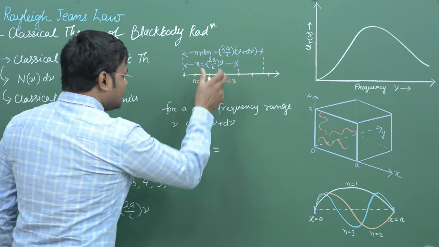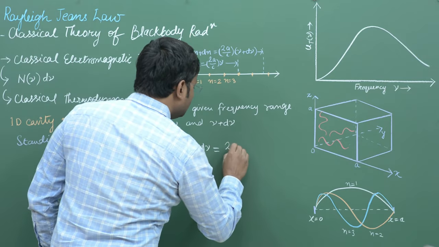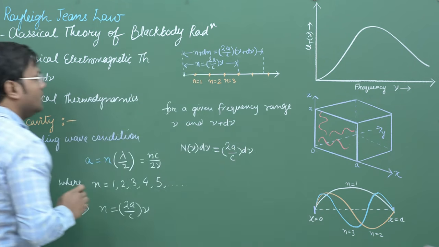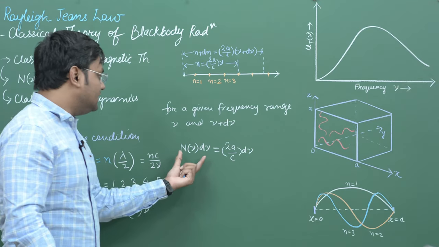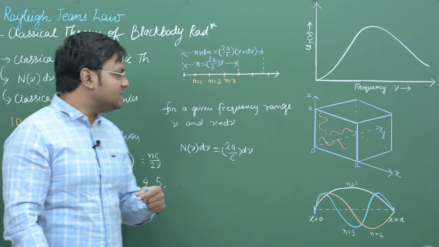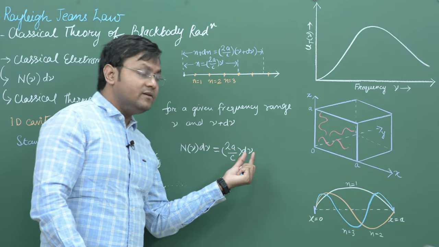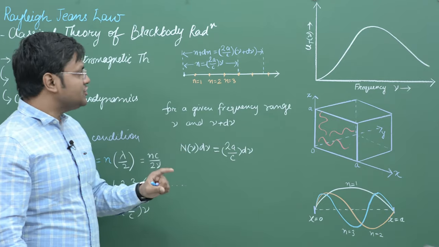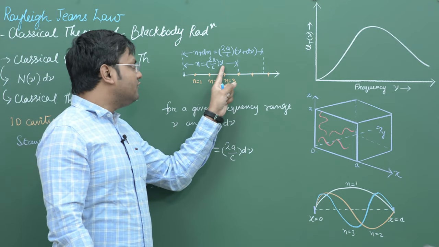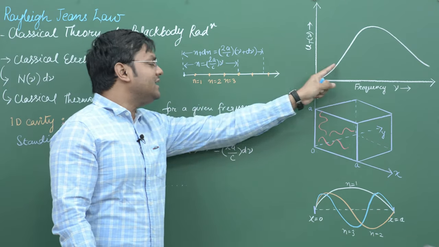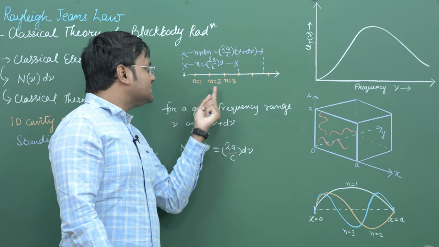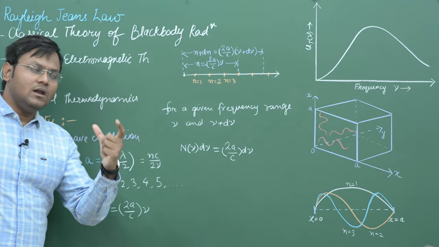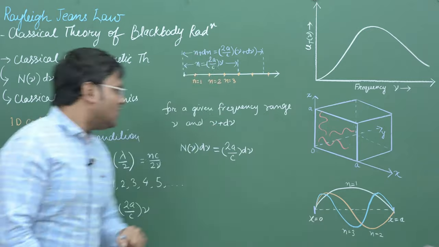So the difference between this and this is basically going to give us 2a upon c times d nu. It is kind of obvious that the number of points does not depend on the frequency, but on the frequency interval, because the greater the frequency interval, the greater the number of points. It has no relationship to the actual value of frequency, because whether the frequency is low or high, these points are uniformly distributed. So it is the interval that affects the total number of standing waves I'll have in this one-dimensional cavity.